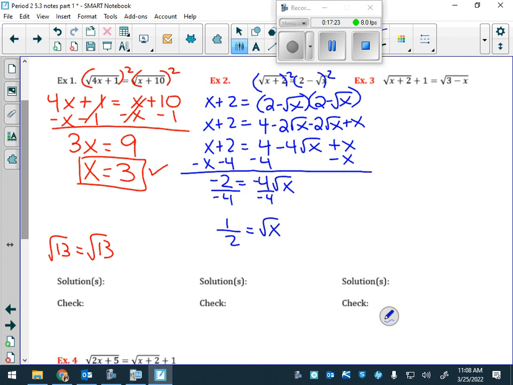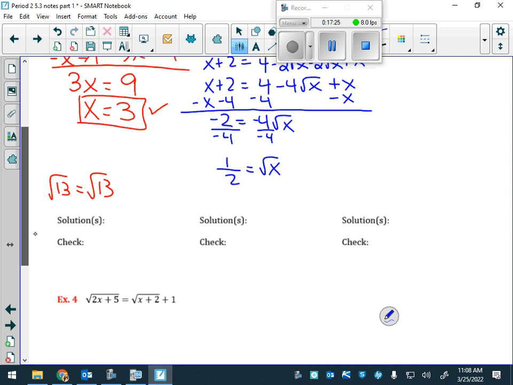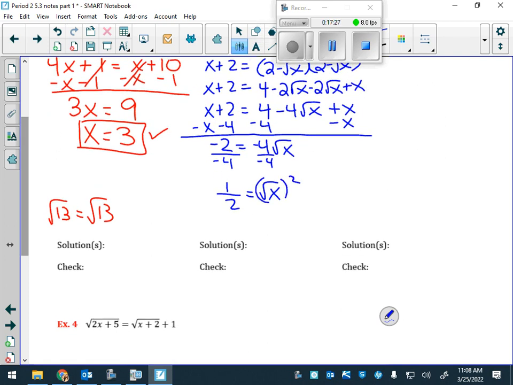Then what? Yep. You would square both sides. So what does x equal? Sam? 1/4. Okay. So go ahead and check it. See if it works.